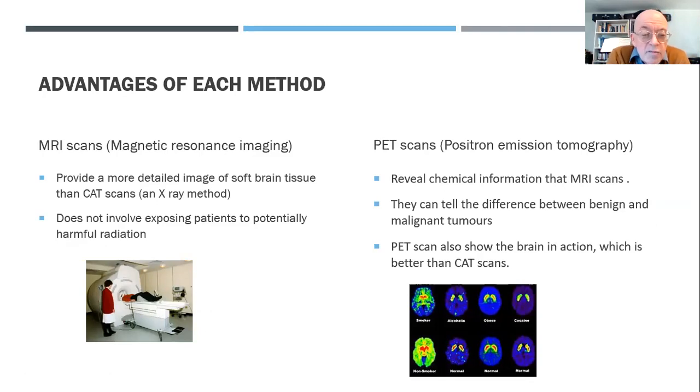Okay, so looking at MRI scans first, what they do that's very useful is that they give a very good picture of soft brain tissue compared to something like a CAT scan. That's one that we haven't looked at, and you don't really need to look at all of these different methods. But a CAT scan is really based on X-rays. So an MRI gives us a more accurate and detailed image of the brain than a CAT scan. And also, as we don't have to use a CAT scan, we don't have to expose people to potentially harmful X-rays. Okay, so that's two main advantages, and we make those points by comparing it to a different method.